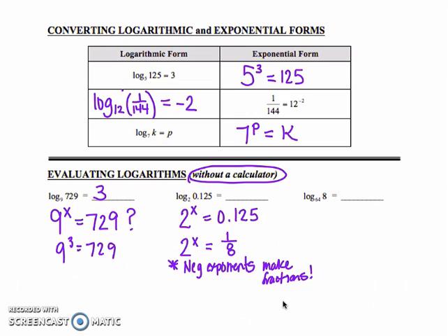Okay, so that's our little reminder. So basically, we just have to figure out 2 to what power is 8 and then make it negative. Well, 2 to the third power is 8. So 2 to the negative 3 power would make 1/8. So that tells us this logarithm is equivalent to negative 3.